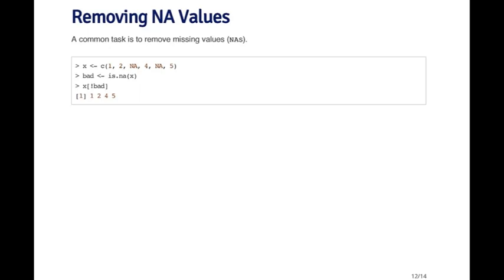So now that tells me which ones are missing, but actually I don't want the ones that are missing. I want the ones that are non-missing. So I need to take the kind of the opposite of bad, which I can do with the bang operator or exclamation point. So now I take x single bracket bang bad, and that gives me the good elements, which are 1, 2, 4, and 5.